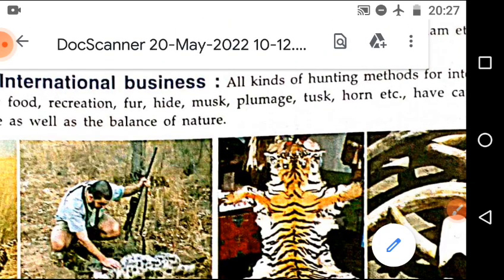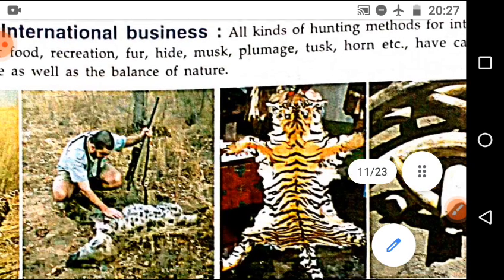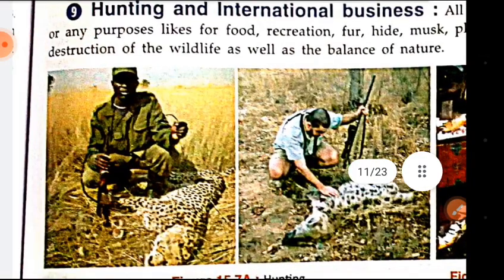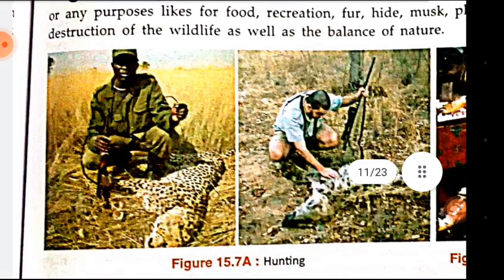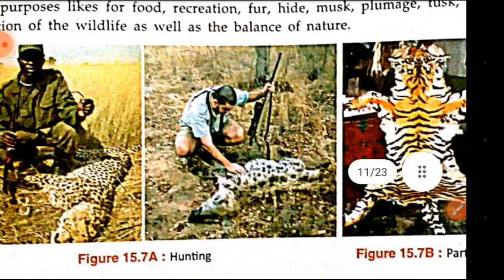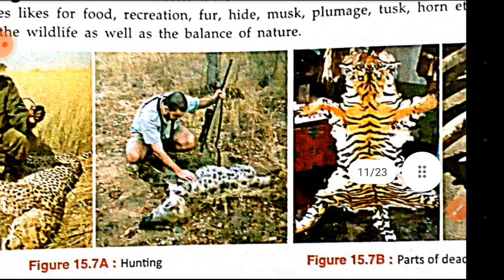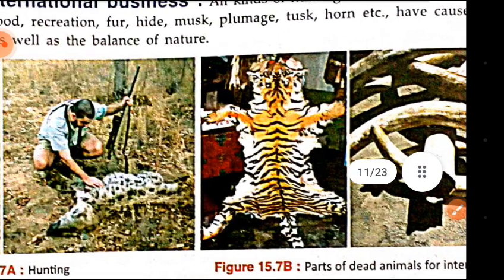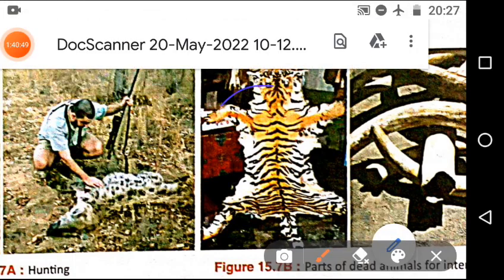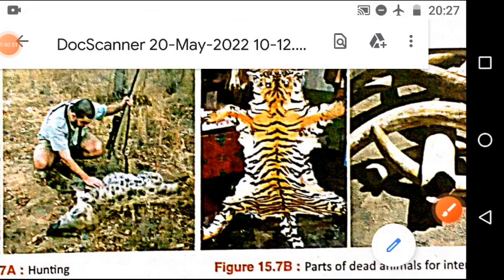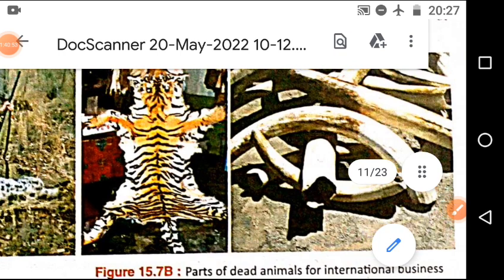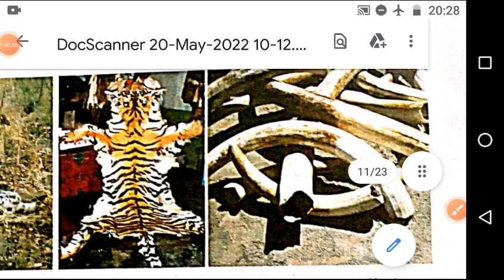Here are some pictures you can see. A cheetah has been killed by this hunter for their skin and other purposes. This is a hyena which has been killed. This is the hide of the tiger. In Hindi we say khal. Tusk of elephant has been shown here, and it is exported internationally.